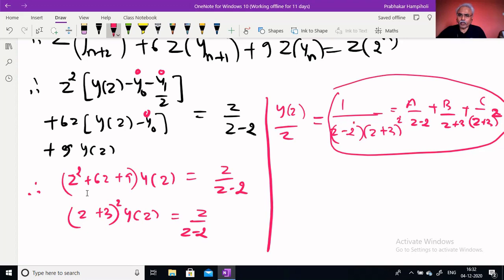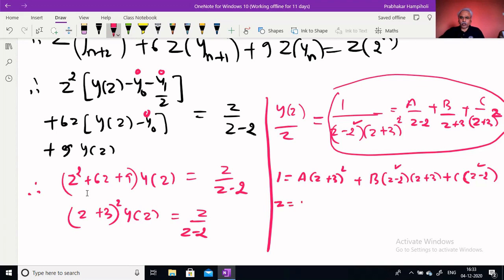We have to multiply by the denominator of this, which gives 1 equal to a into z plus 3 whole square plus b into z minus 2 times z plus 3 and c into z minus 2. So choosing proper values and coefficients and all that, for example, if I put z equal to 2, I am going to get a.